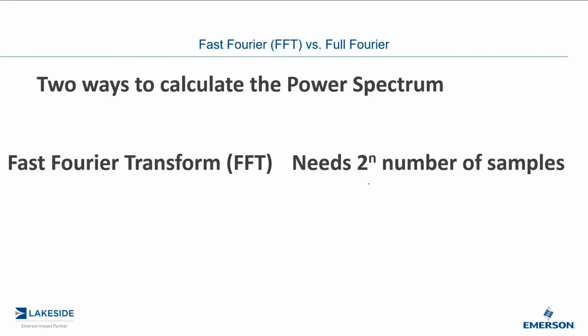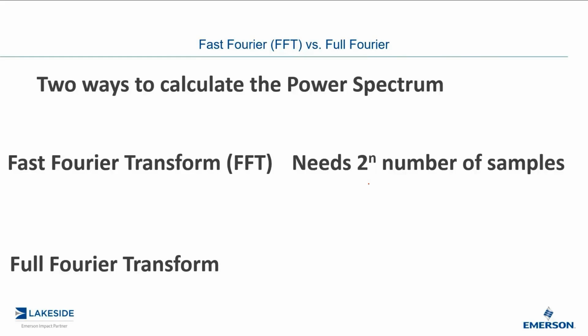But if I were to have only 65,535 samples, the FFT algorithm would only use the first 32,768, which is 2 to the power of 15. I would lose a lot of information. So if I have an oddball number of samples, I might want to use the full Fourier transform.